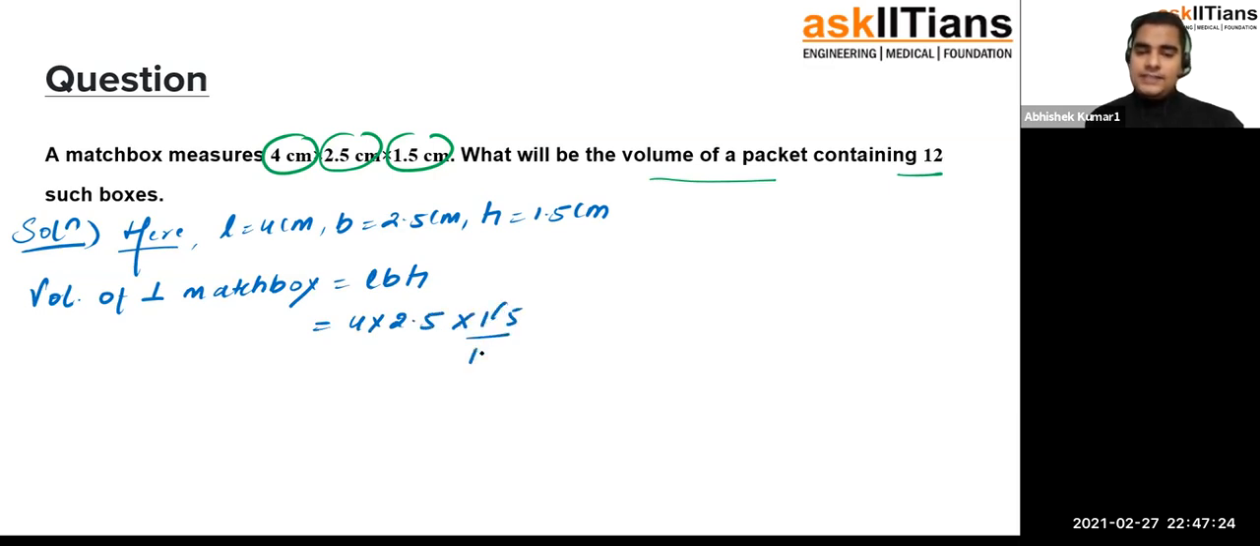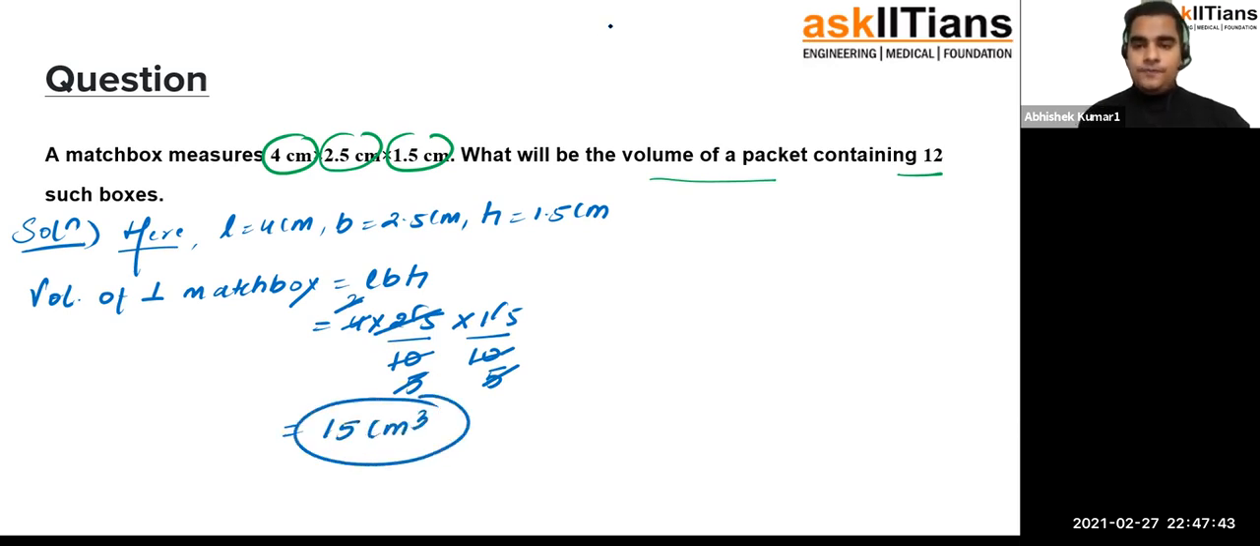You can remove this decimal, you will get 10 here. You can remove this decimal, you will get 10 here. This 2 will cancel it 2 times. This will be cancelled 5 times. Again, you can cancel this 5 times. So this 5 and 5 will cancel this 25. So that means the volume of one matchbox will be equal to 15 centimeter cube.